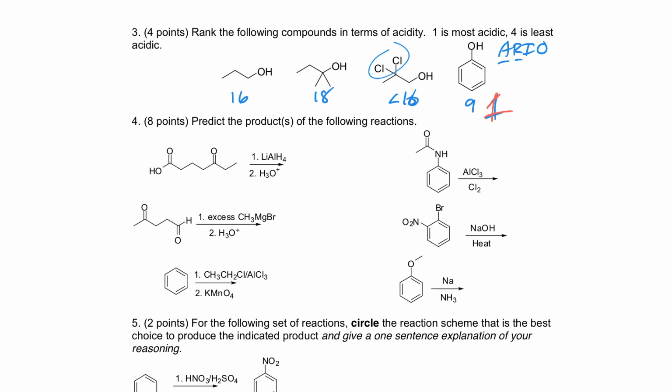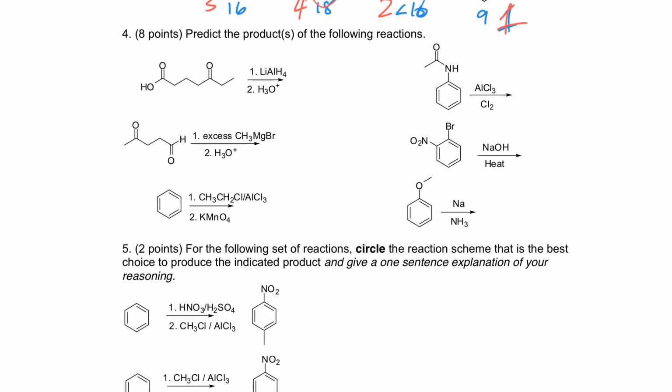And then I would have induction as my next one. This one with 2 chlorides should be the next most acidic. And then we know that bulkiness causes less acidity because the resulting alkoxide is less well solvated by the solvent. So this should be 4, and this would be 3. Then we're asked to predict the products of these reactions.